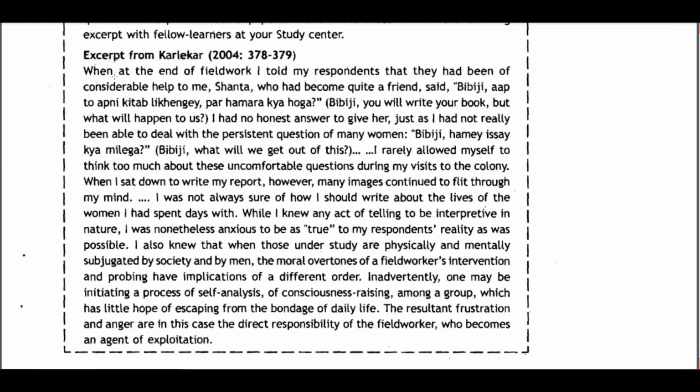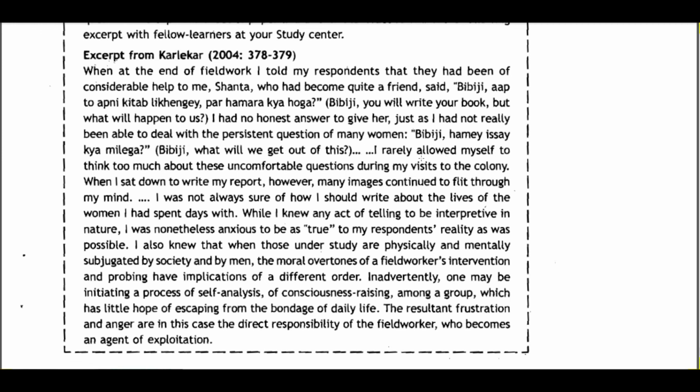Excerpt: At the end of the field work, I told my respondents that they had been of considerable help to me. Shanta, who had become quite a friend, said, "Bhabhiji, you will write your book, but what will happen to us?" I had no honest answer to give her, just as I had not really been able to deal with the persistent questions of many women. "Bhabhiji, what will we get out of this?"